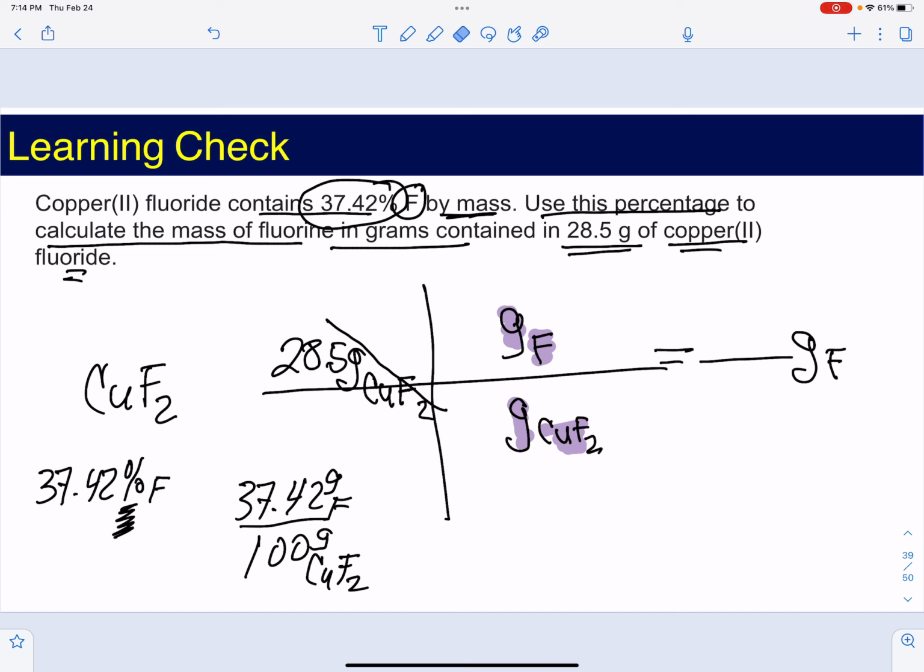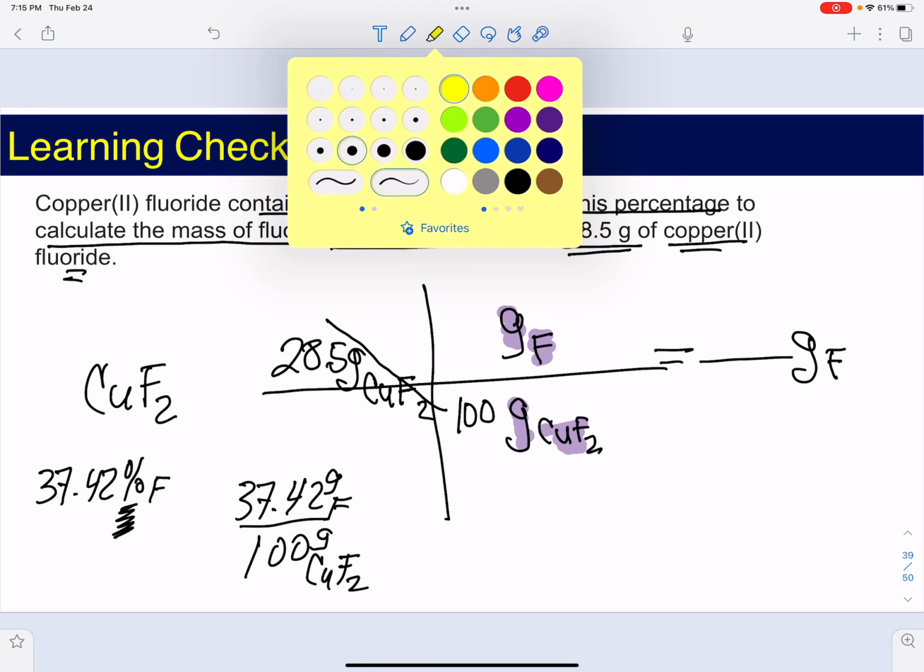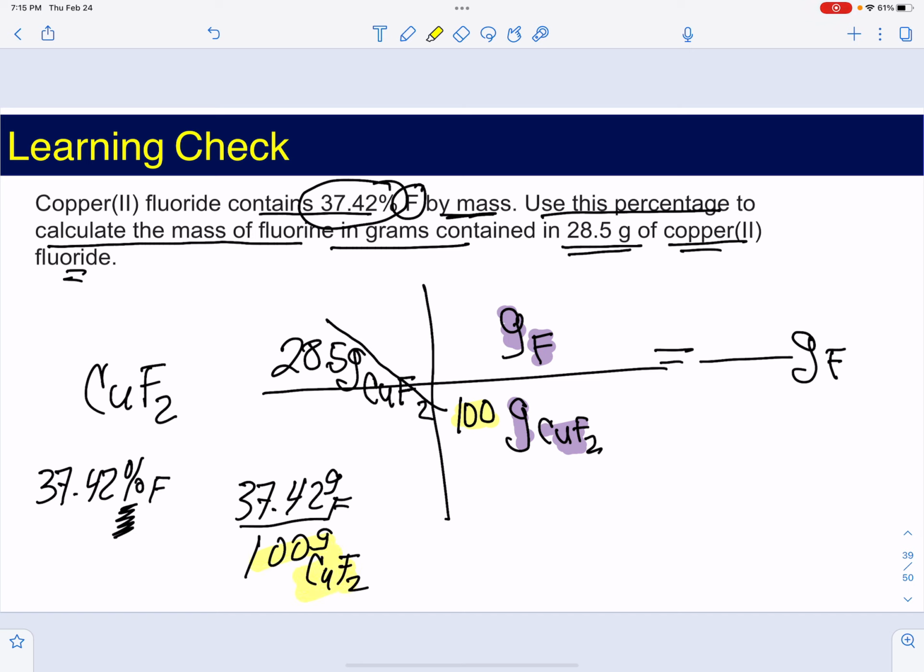So now we're just going to put that where it goes. So the compound gets the 100, from here, right? And the fluoride in this case is 37.42. So that cancels, and that will give us the grams. So you're going to multiply 28.5 times 37.42 divided by 100. So all we did, we took the percentage and made it into a conversion factor and used it. So we use it right here.